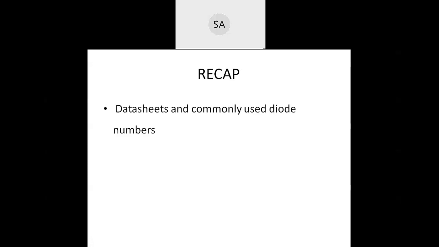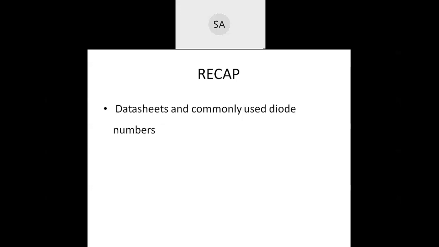Let us recall the topics we discussed in the last class. We discussed the data sheets and commonly used diode numbers. In this, we discussed the IN 4000 series, the 1N4001 to 1N4007 data sheet, and the data sheet of the IN 4151 series. We discussed the various parameters and characteristics for these two diodes.